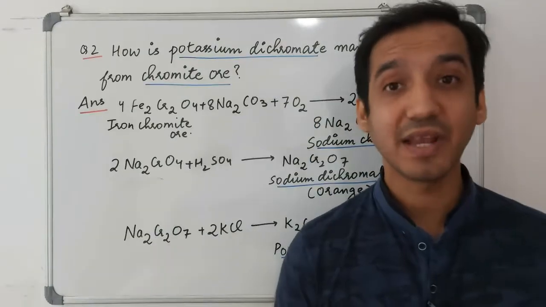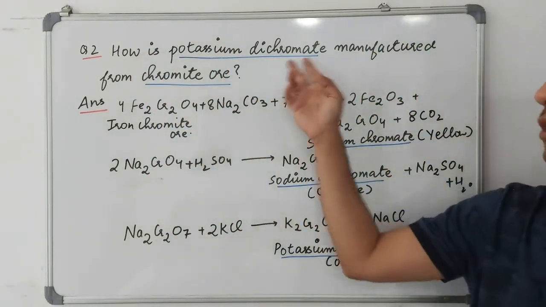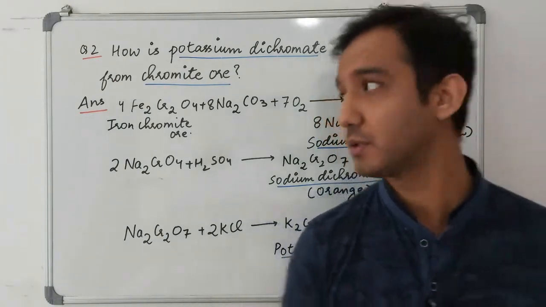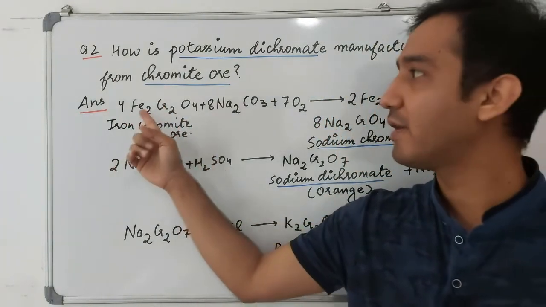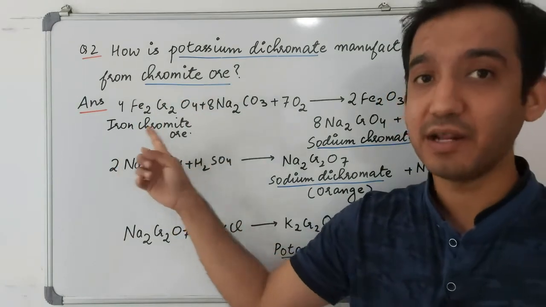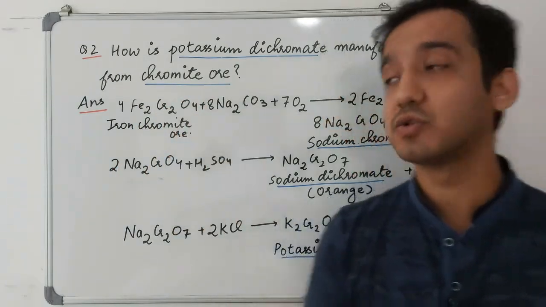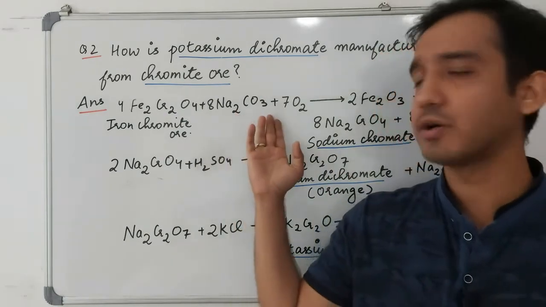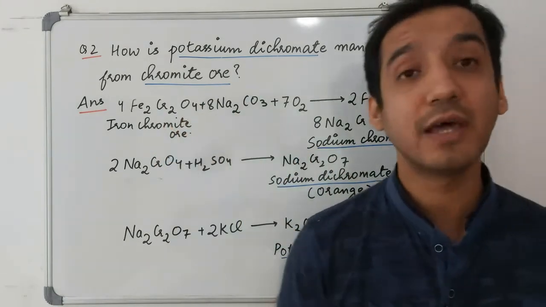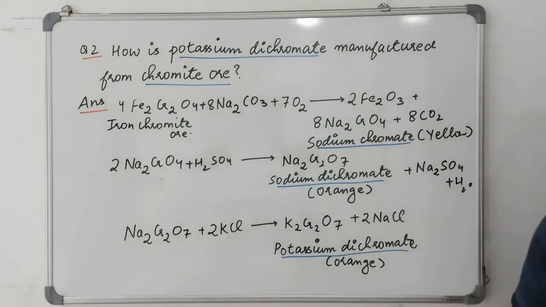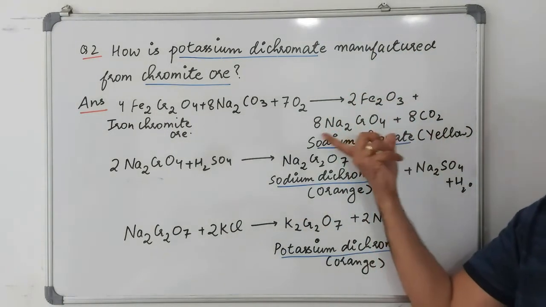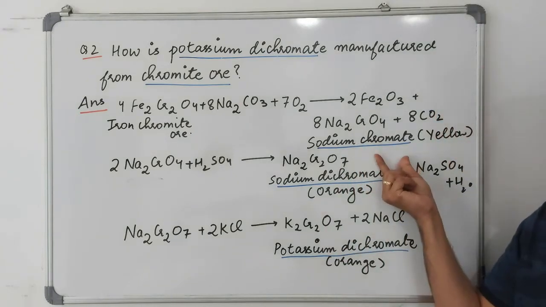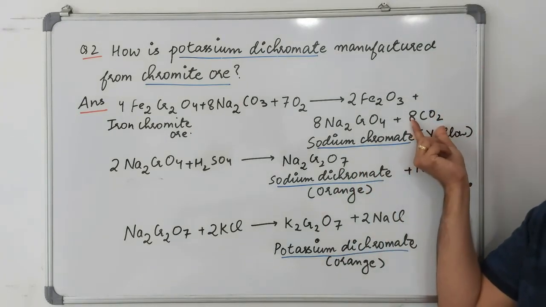Second question, how is potassium dichromate manufactured from the chromite ore? This is a very important question. First you should have a chromite ore. So we have taken iron chromite and you will react it with sodium carbonate in presence of free air. Free oxygen you will get from the air, and when you react, it results in formation of ferric oxide and an important compound called sodium chromate, plus 8CO2.